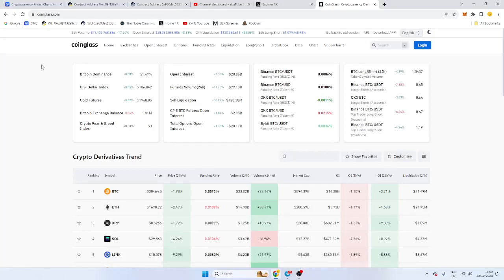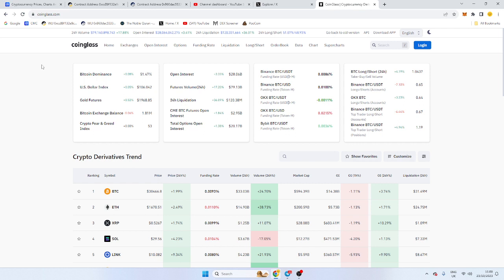So the question is, is the bull market here? We're going to analyze some data on Coinglass and see if the bull market is here. Personally, I think it's the start. We're going to see some dips, some dumps, and then some rallies afterwards. It's going to take some time. Maybe the ETFs will kick it off. But we're going to use coinglass.com.